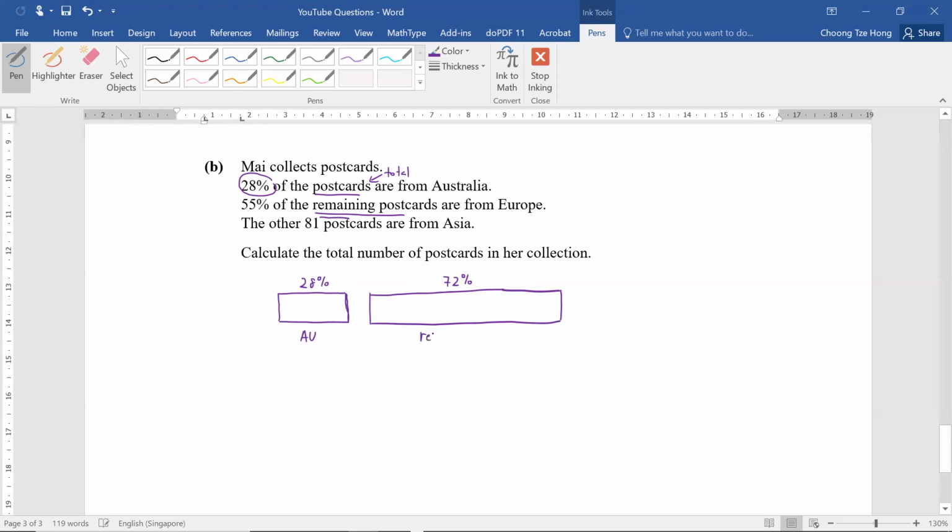Okay, so over here I'm going to write the words "remaining." Now we are going to further analyze the remaining because they give us some more information regarding the remaining postcards. So I'm just going to transfer this down and analyze it separately below. I'm going to draw a box that's exactly the same length to represent the remaining, and then we analyze it separately.